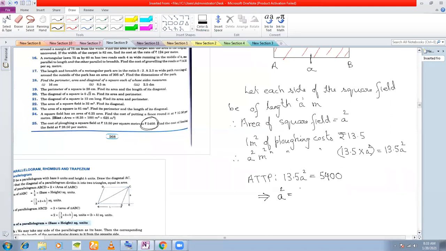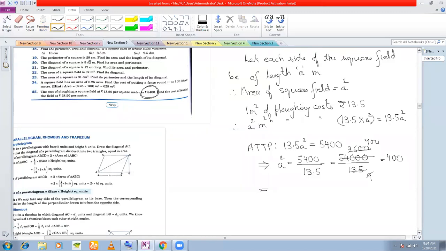So a square is 5400 divided by 13.5. Now this is 54. Shift one decimal to the left. So you have to give 10 in the numerator, divided by 135. Now you can cancel with 15, and then again you can cancel with 9. So a square is 400.